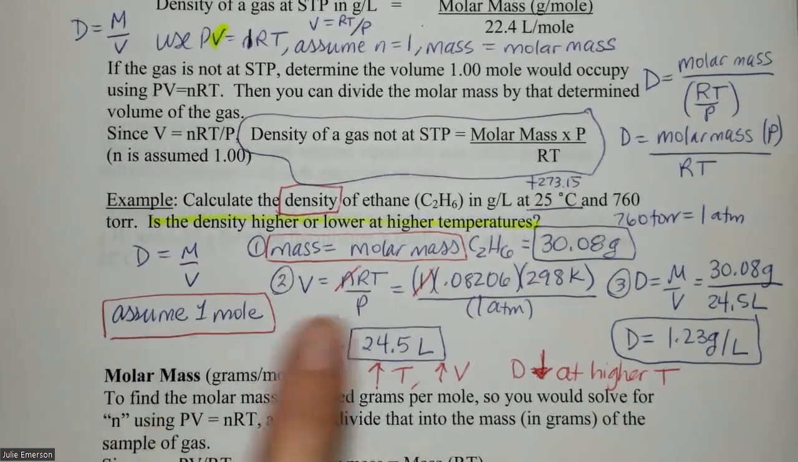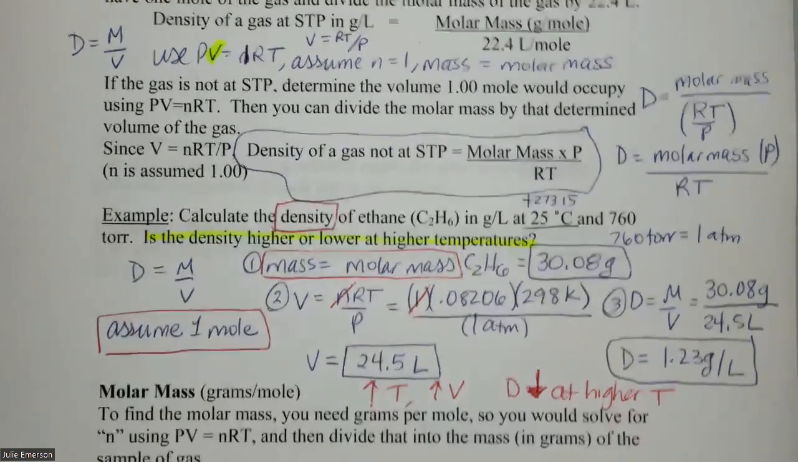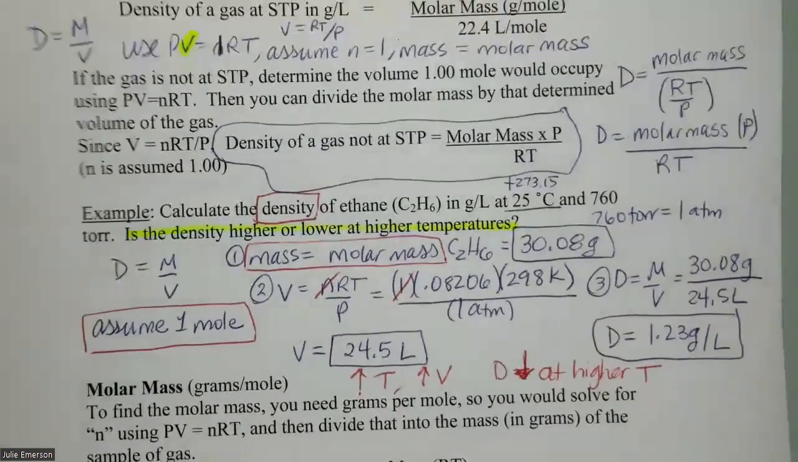And it makes it easy because the molar mass is just then the mass of the substance. So that's why we can always assume that we have just 1 mole. All right. Now, the other type of question that we had in intro, but was at STP.